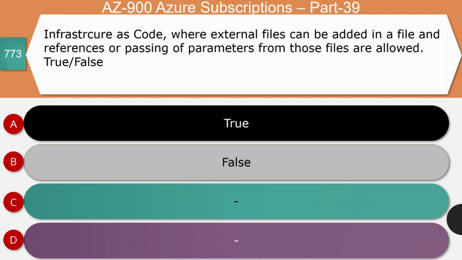Next question. Infrastructure as code, where external files can be added in the file and references or passing of parameters from those files are allowed. Is it true or false? Something like inline files. The right answer for this question is false. That is, adding an external file as an include file as part of the main script file is not allowed as part of infrastructure as code.